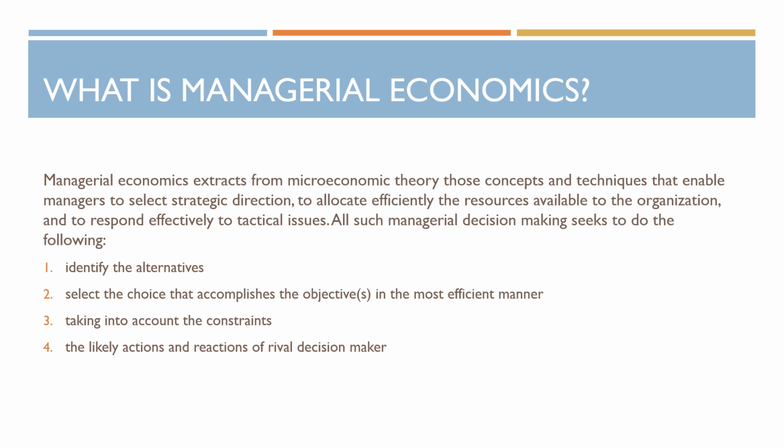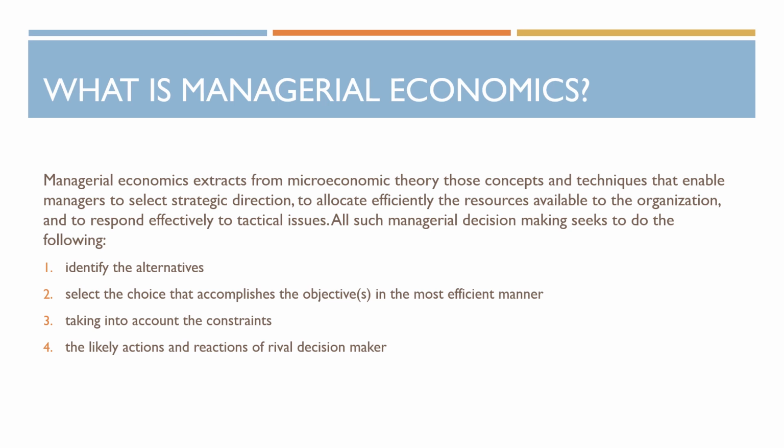There are several things that we begin to think about when solving a business problem with managerial economics concepts. Number one, we have to identify all the alternatives to a single problem. It's often the case that real-world problems will not have only one single solution, so we have to identify all the possible ones. And two, select the choice that accomplishes the objectives in the most efficient manner. By efficient manner, we basically weigh the benefits and the costs to achieve those objectives.